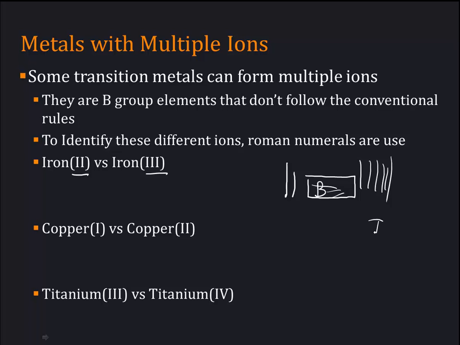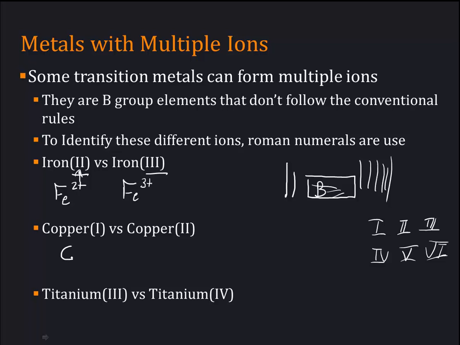So Roman numeral I is 1, II is 2, III is 3, IV is 4, V is 5, VI is 6. We probably won't see anything higher than that. Okay, so to identify these different ions, Roman numerals are used. So if we actually look at this, iron 2, what that means is that's iron, which has symbol Fe, with a 2 plus charge. Iron 3 means iron with a 3 plus charge.